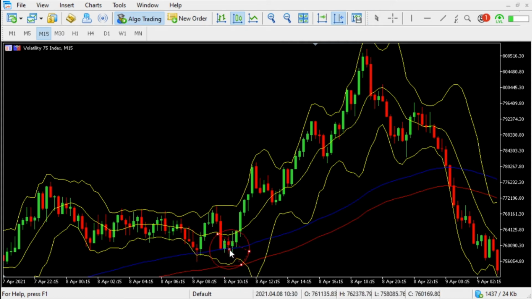Here's also another buy. So now for taking profit, close the order if the price either reaches or breaks the upper line of the Bollinger Band. So if I open a buy here, I would take profit there.